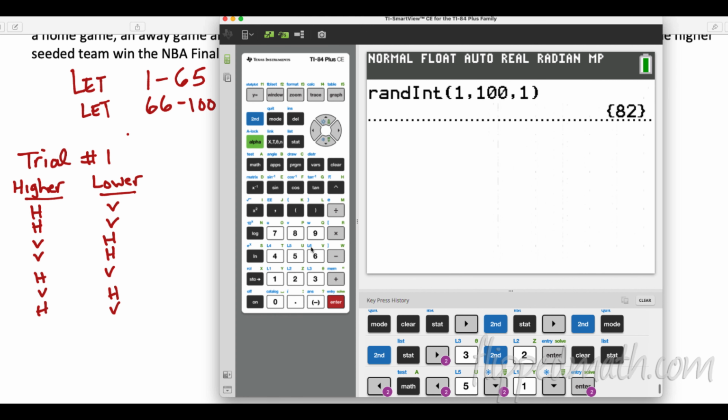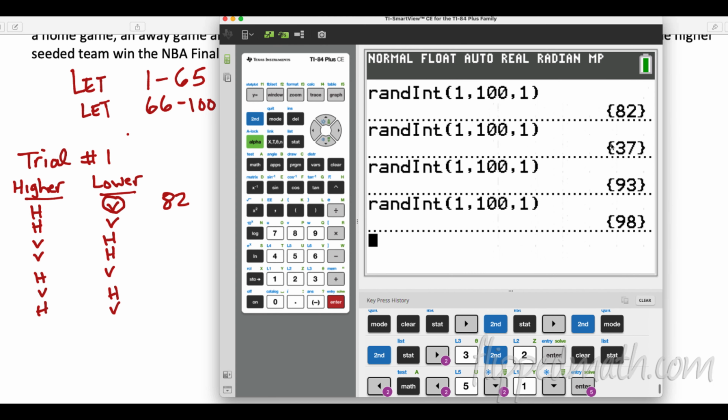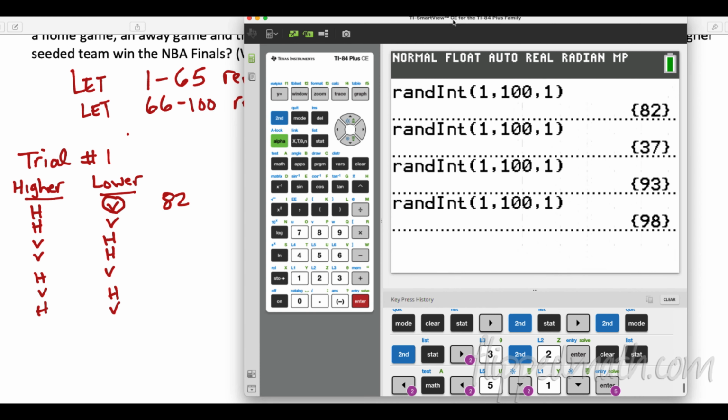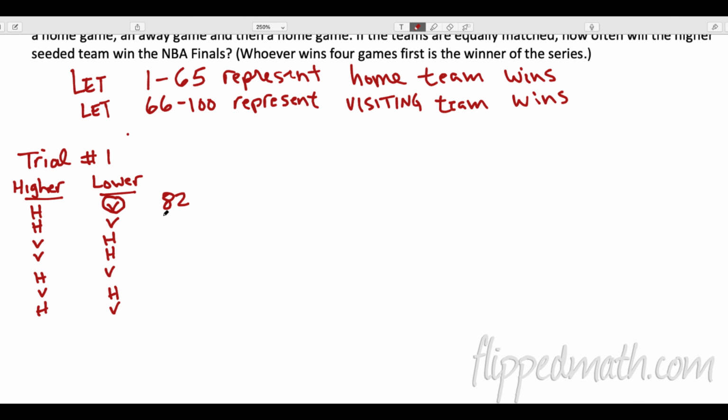All right. So 82, that represents what? The visiting team wins. So I'm going to circle it. The visiting team won that series. I'm going to write the number right here just so we can reference it later. Okay, back to the calculator. I hit enter 3 times to speed up my process here, but I got a 37, which is the home team wins, right? So let me mark that. 37 represents the home team wins. So that's this team right here.